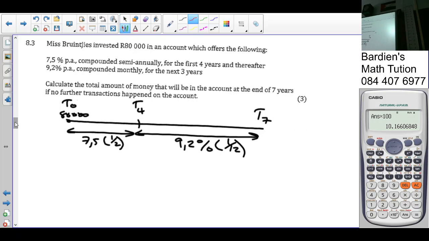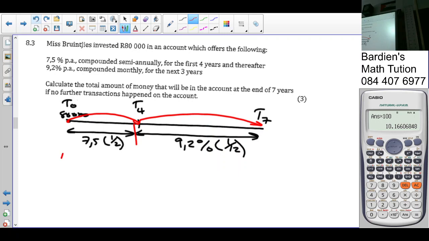So what we do is we must take the 80,000 rand to that point. We always take it to where the interest rate changes, and then we take it to the end. There's many ways of doing this. You can either break it up, get the value there, and then change the interest rate. You can do that as well. I'm going to do it in one step.